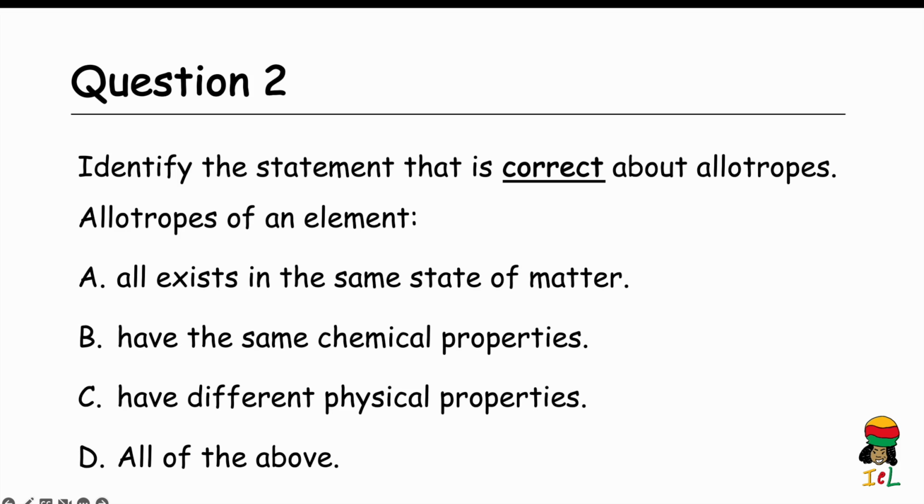Question 2. Identify the statement that is correct about allotropes. Allotropes of an element: A. All exist in the same state of matter. B. Have the same chemical properties. C. Have different physical properties. D. All of the above. The answer is D, all of the above. So allotropes of an element all exist in the same state of matter. They have the same chemical properties but different physical properties.